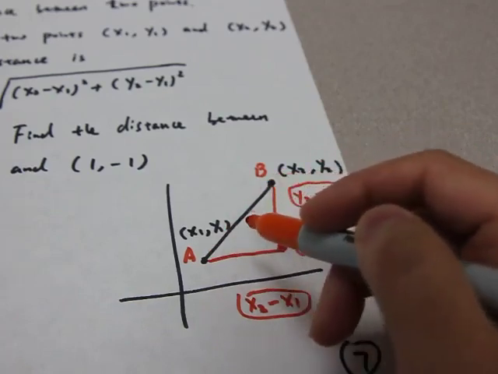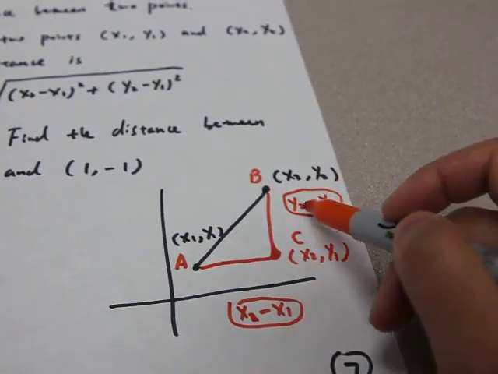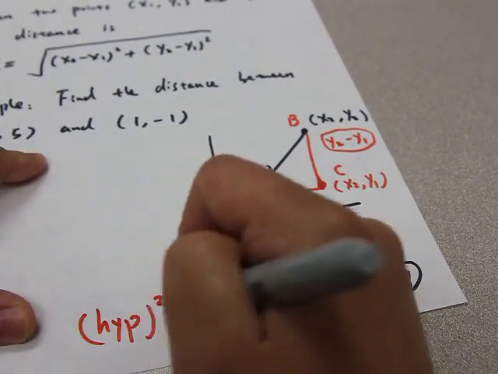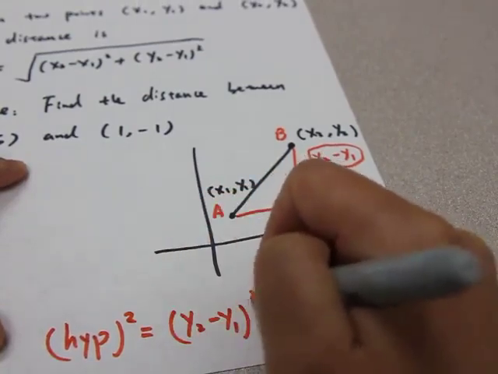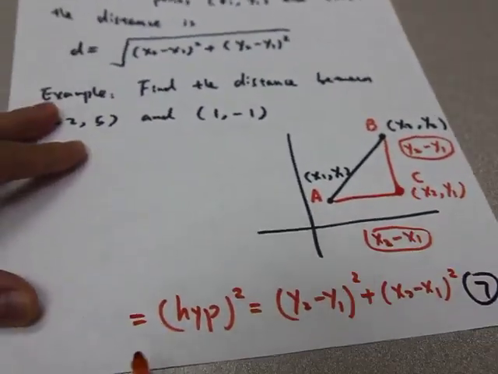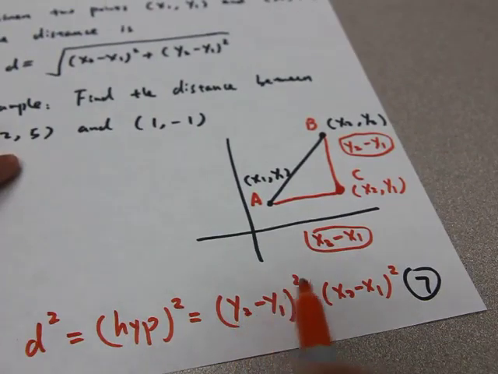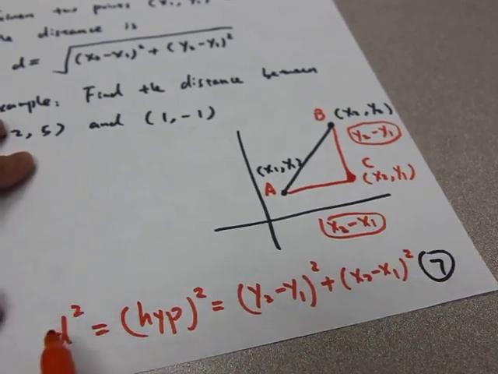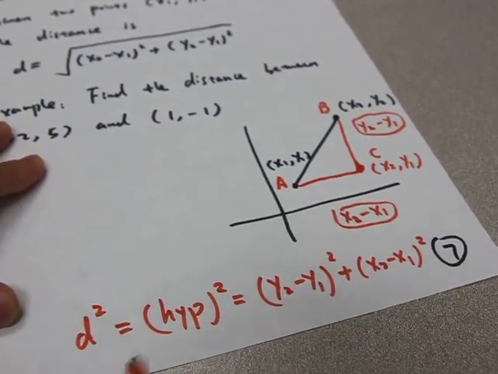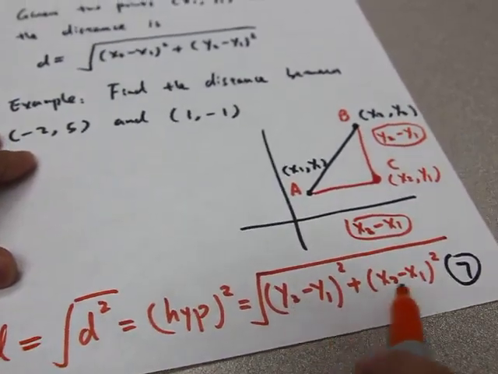And we know, according to the Pythagorean theorem, the square of the hypotenuse is equal to the square of the height plus the square of the base. And remember, now the hypotenuse is the distance. So d square is equal to y2 minus y1 square plus x2 minus x1 square. So therefore, to find d, to find the distance, we just need to take the square root on both sides. So that's why the distance is given by this.